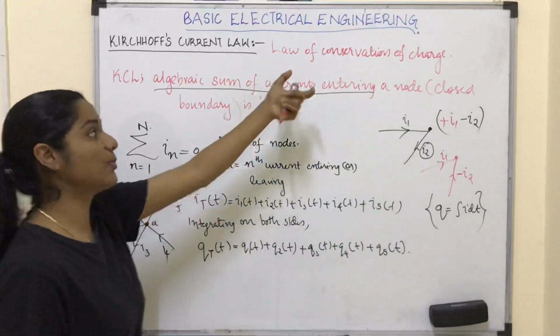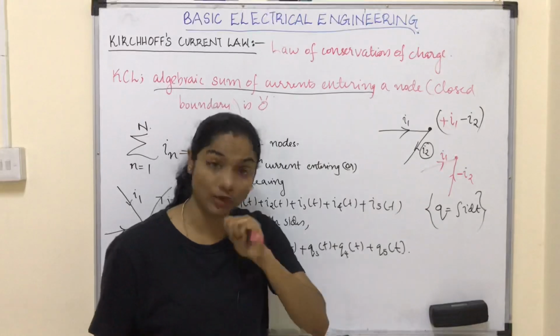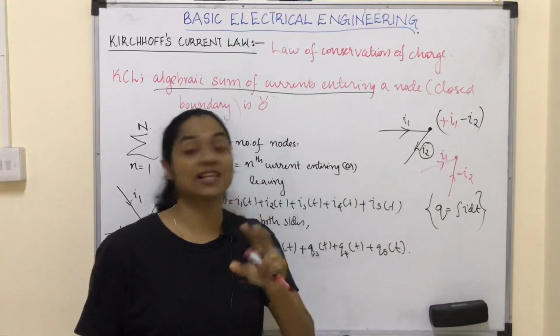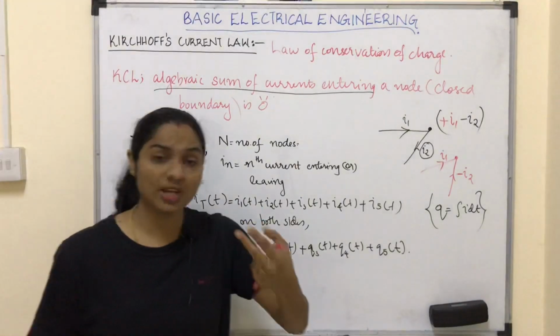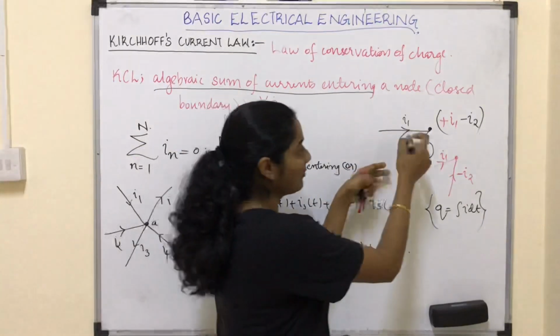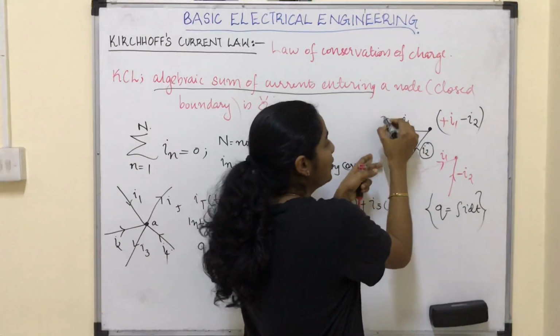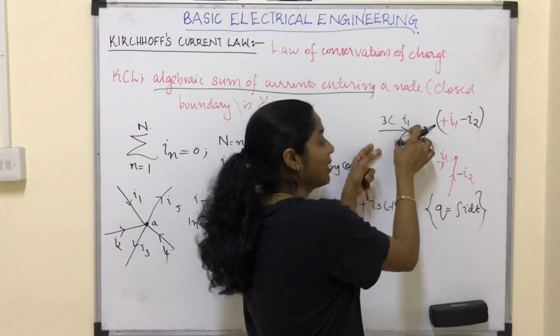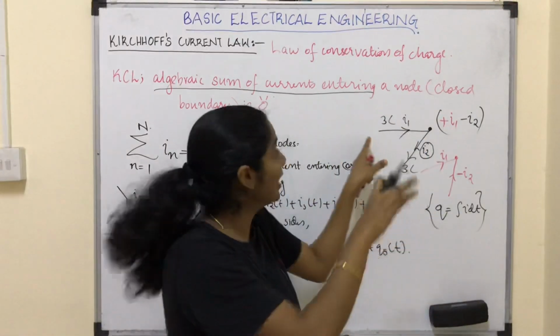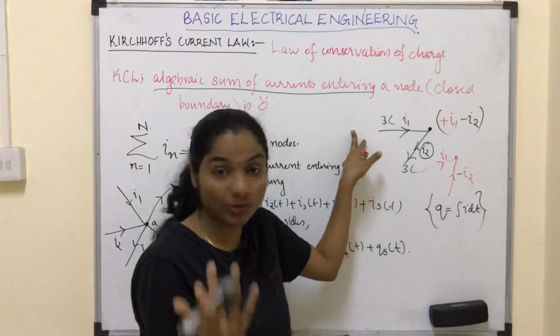And as per the law of conservation of charge, the algebraic sum of charges in a system cannot change. That means, suppose 3 coulomb of charge is coming in, then 3 coulomb of charge must leave. That is nothing but the law of conservation of charge.